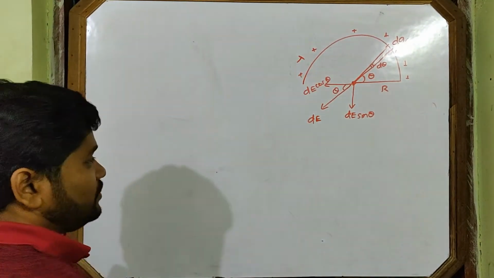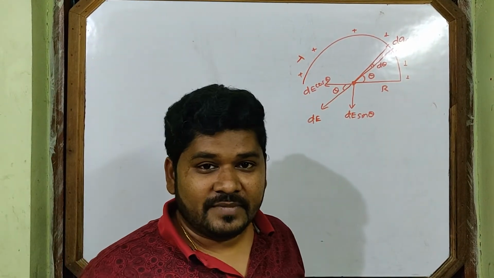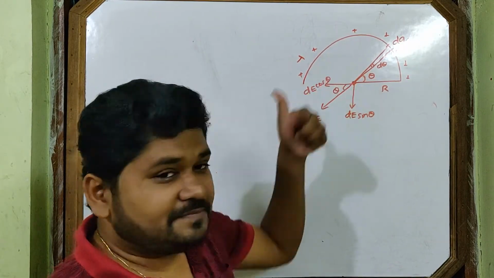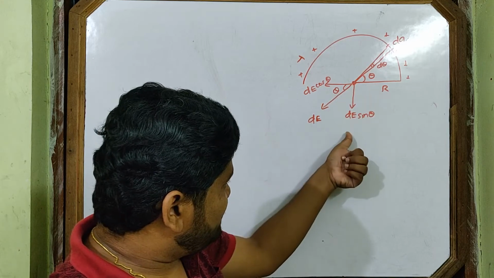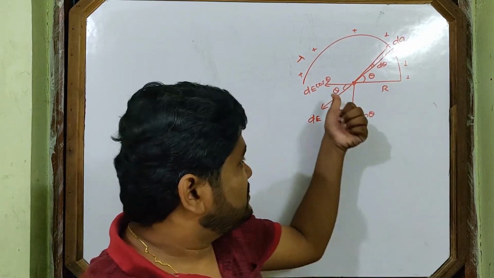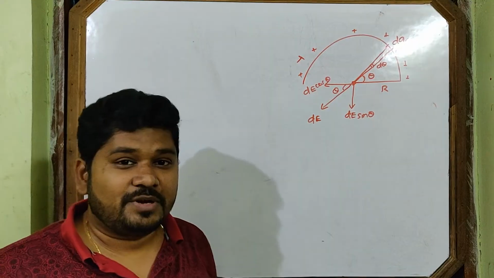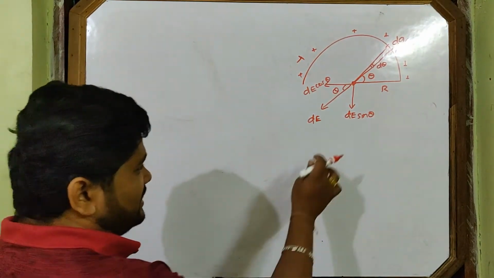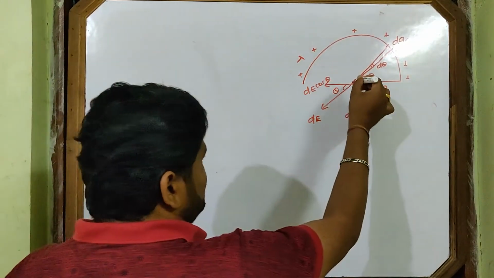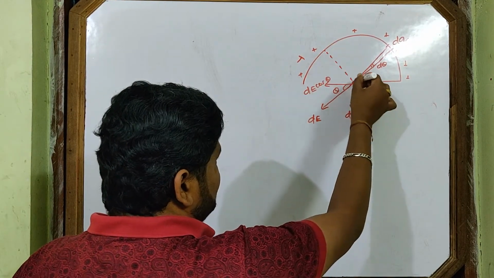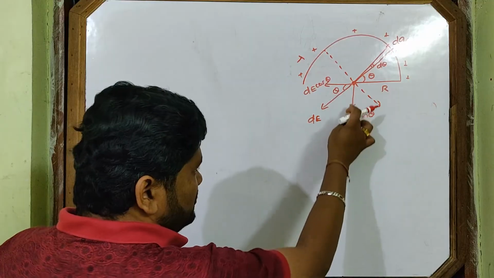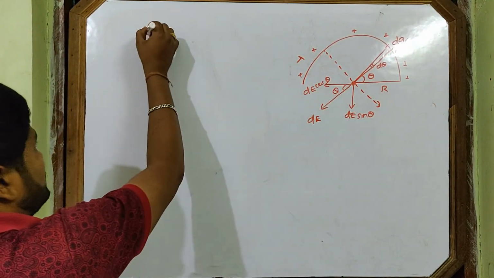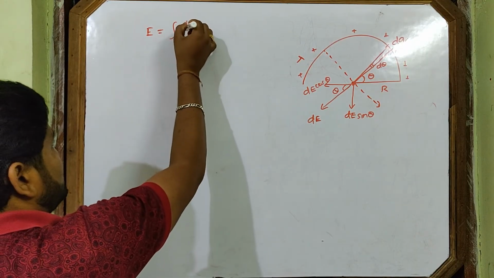Now integration. Which component will cancel? See, if we consider a similar section just opposite to it, it will again provide one component downward and one component to this side. So it's clearly visible that the dE cos theta component will cancel. The dE sin theta component will remain. The electric field will be like this, one component downward, one component to the right side. Then the dE cos theta component will cancel.